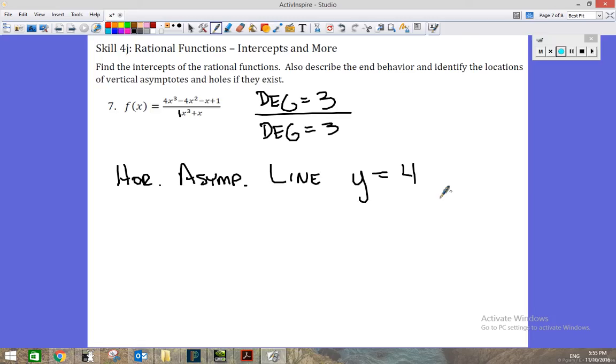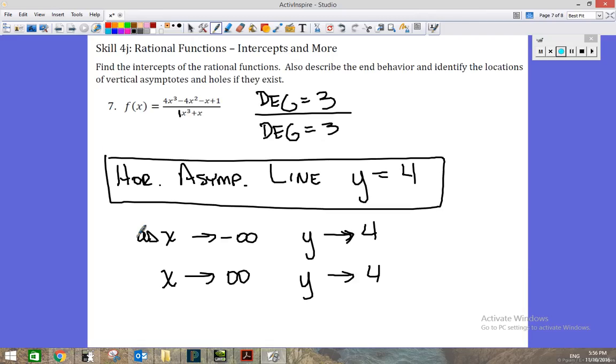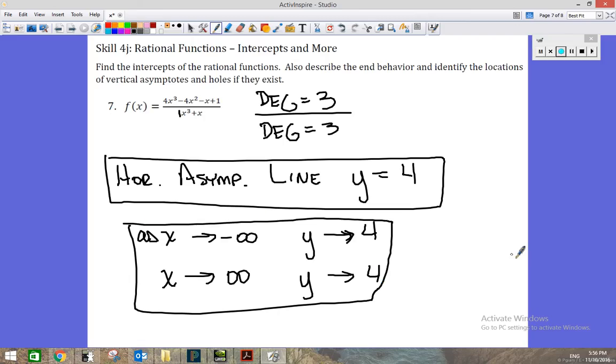Now, of course, you might choose to write this as x is approaching negative infinity, y is getting closer and closer to 4, and as x is approaching positive infinity, y is getting closer and closer to 4. So there's my end behavior. Either one of these is acceptable. You can give this as an answer, or you can give this as an answer. Just two different ways to say the same thing.